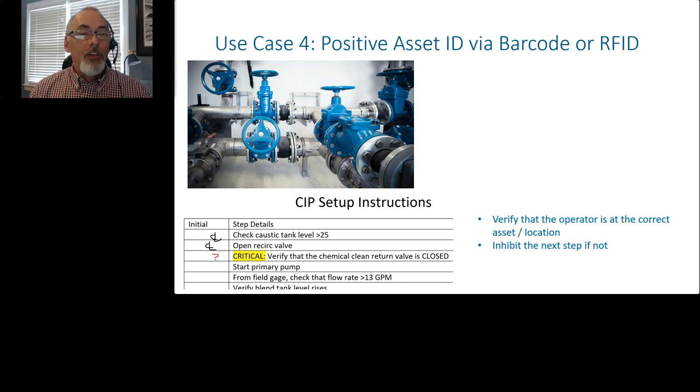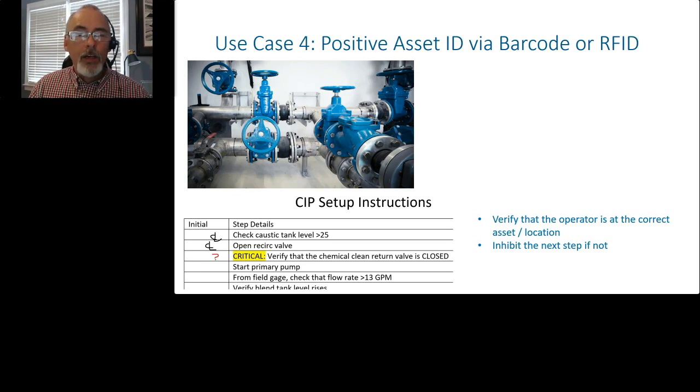The fourth use case is positive asset identification. Now, this might be more like a feature than a standalone use case, but since I get to make up the rules for this presentation, I'm calling it a use case. To explore this, imagine that you're a relatively new operator at Acme Industries. You've been on the job for 3 months, and you've been through the CIP setup process several times with a mentor. Your mentor has been at the plant for 16 years since it was built, and she can identify every piece of equipment and valve with her eyes closed.